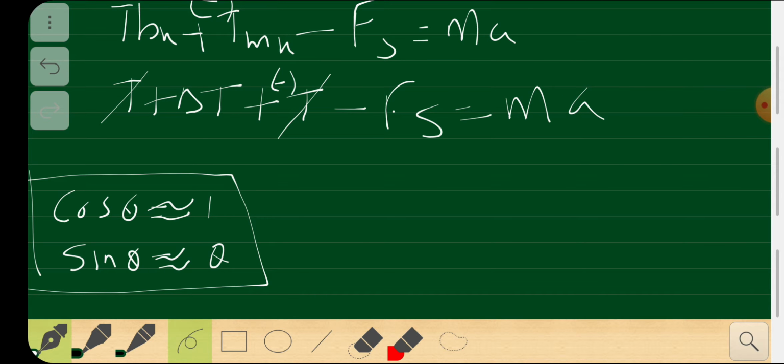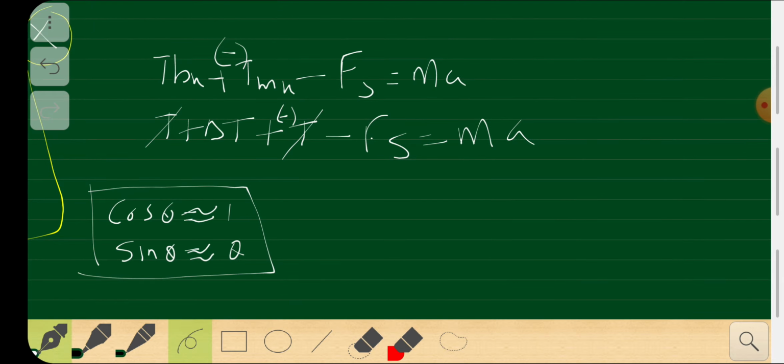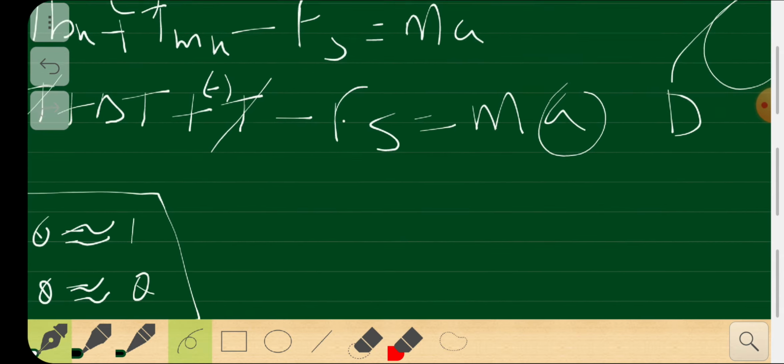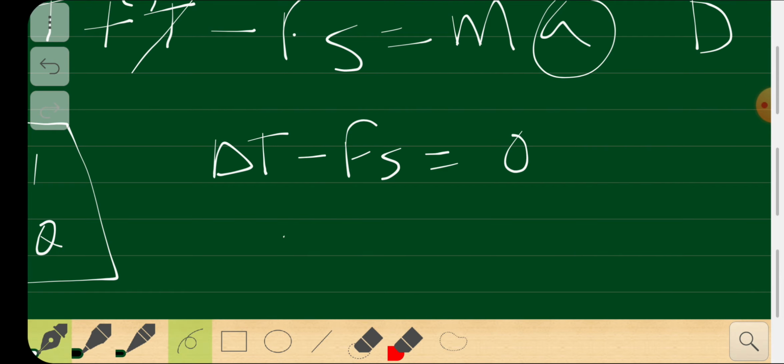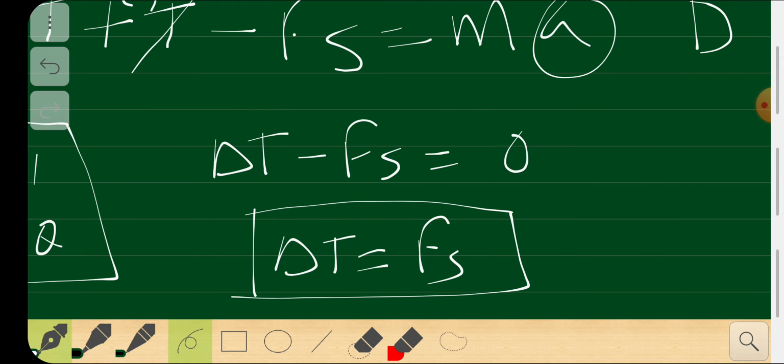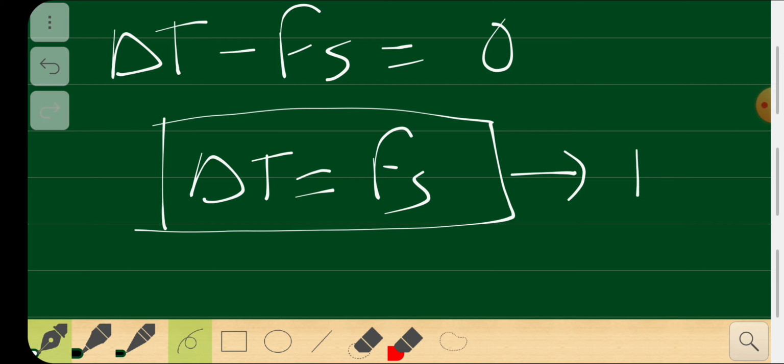So if it is in equilibrium, this whole thing is holding on itself, right? The mass is not going anywhere. You are holding a mass with your hand on the other side, then there is no acceleration. So a is equal to 0. So you can write down that delta T minus fs must be equal to 0, or delta T is equal to fs. Okay, that's very simple. So let's call this equation 1. We have found out the change in tension will be equal to the exact frictional force.